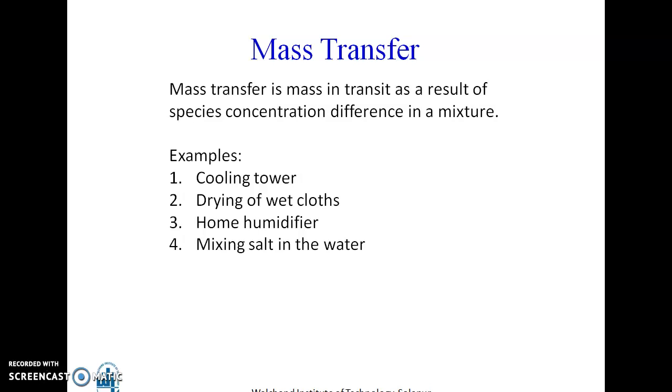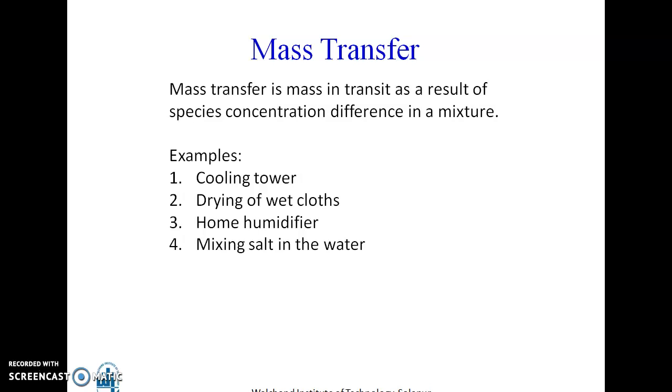Third example: in dry conditions, sometimes we use a home humidifier. We generate vapor in a small boiler for home purposes, and that is diffused in the room. So the humidifier generates vapor which is added to the room, and the room vapor concentration increases. This is nothing but mass transfer.